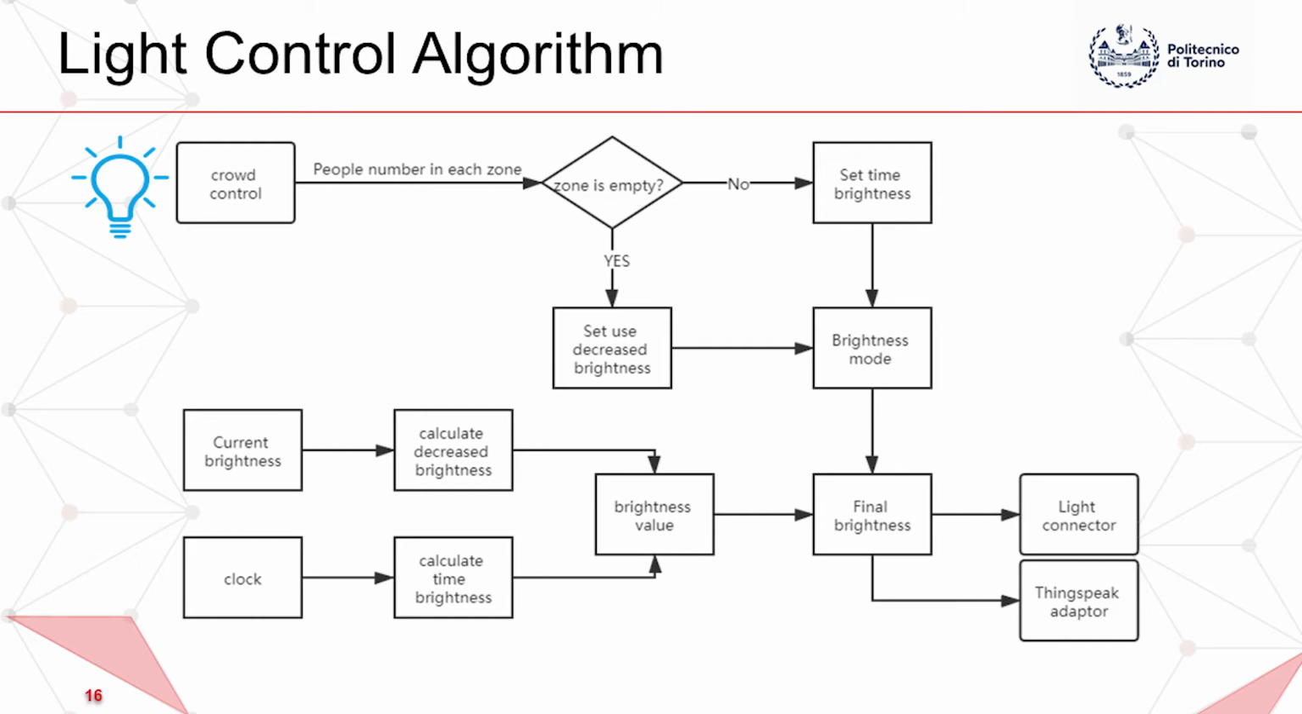The clock time is the reference parameter for time control. When the museum is open during the day, we don't need a high level of brightness, so the light control service will set a low level. For example, at 8 a.m., a brightness of 40 is sufficient, whereas at 8 p.m., a brightness of 100 is required for a night visit.